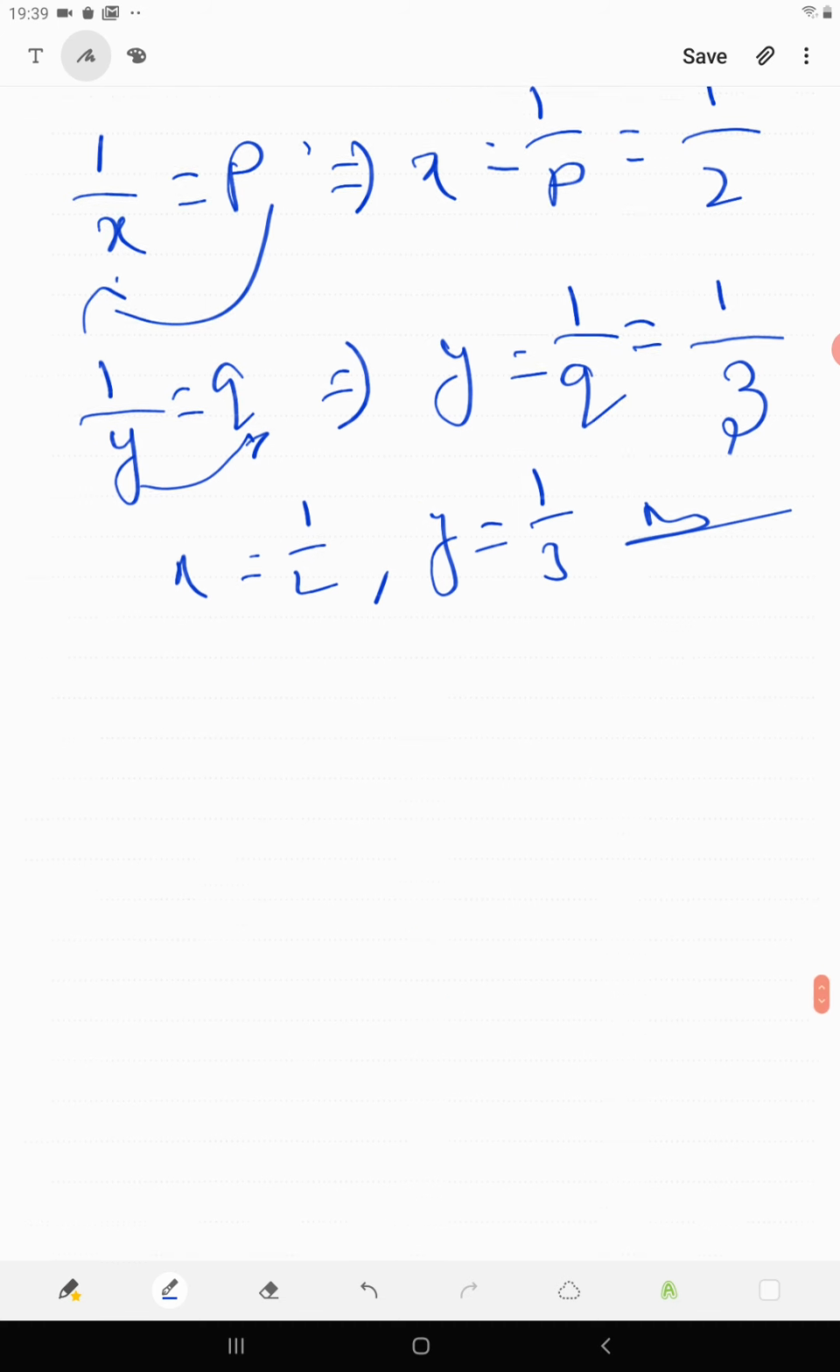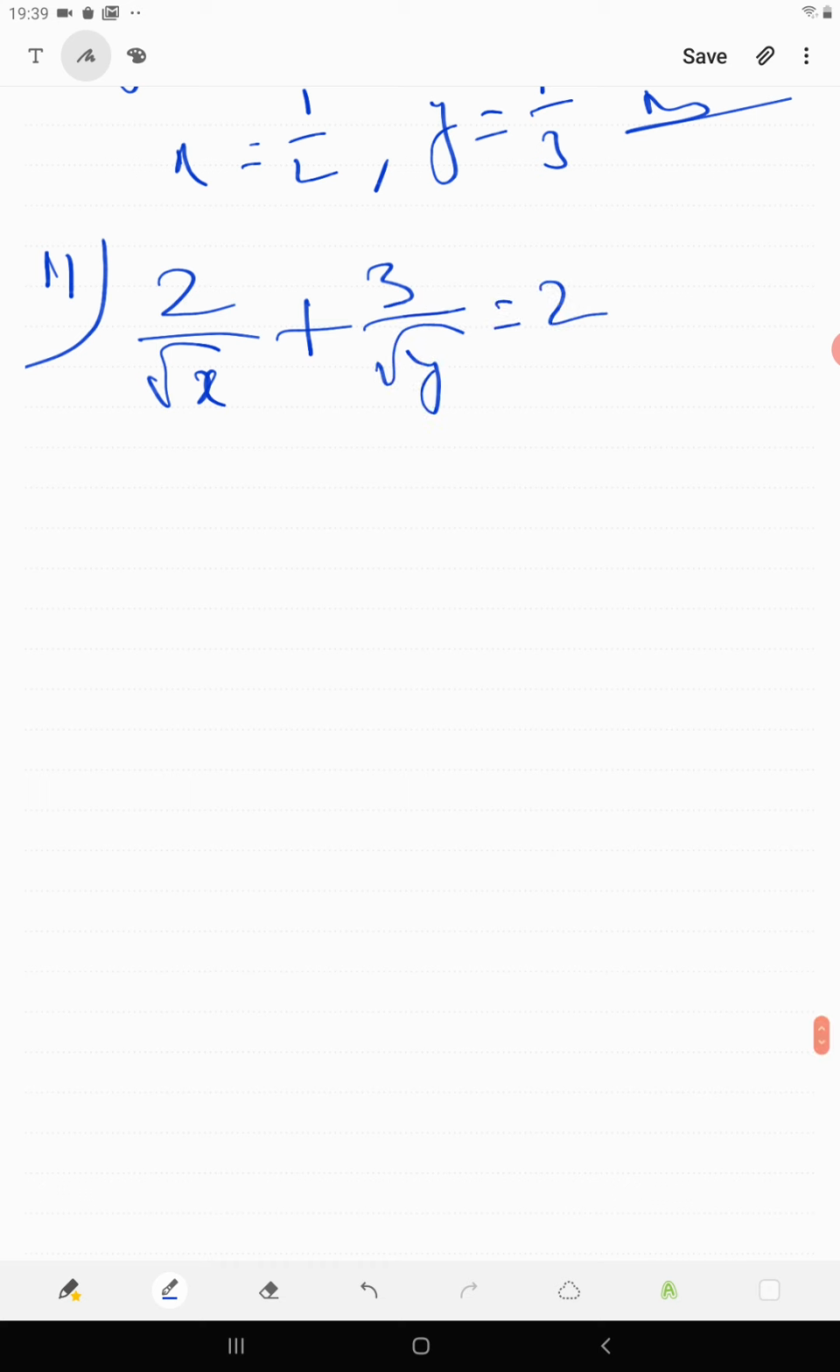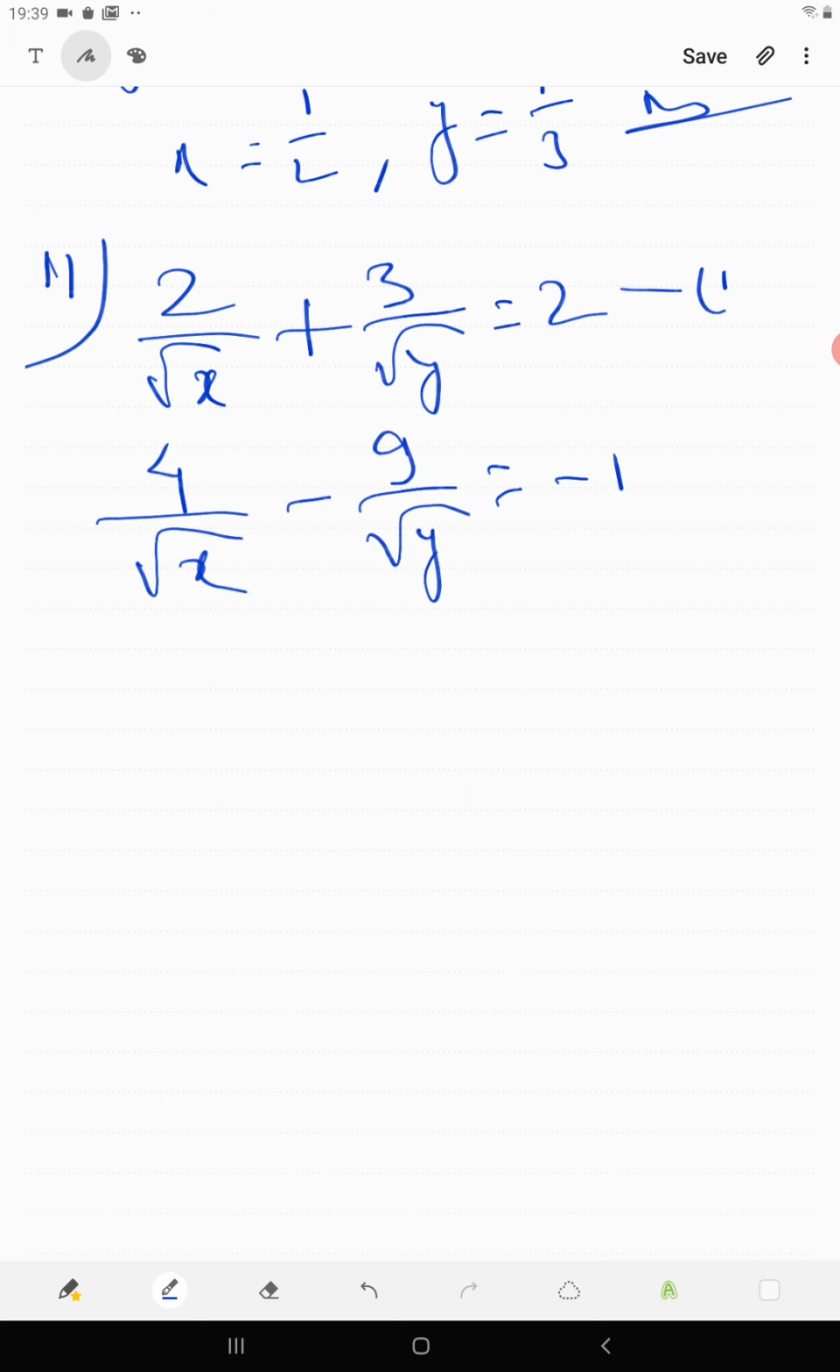Now, let's do the second problem. What is the second problem? The second problem is 2 divided by root x plus 3 divided by root y equals 2. And 4 divided by root x minus 9 divided by root y equals what? Minus 1. So this is equation 1, this is equation 2.